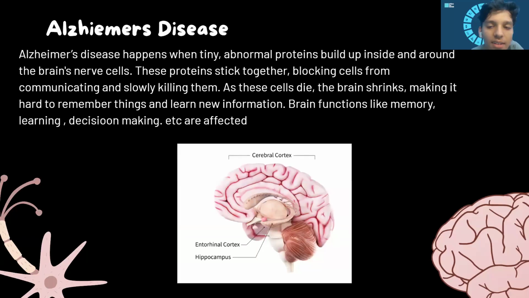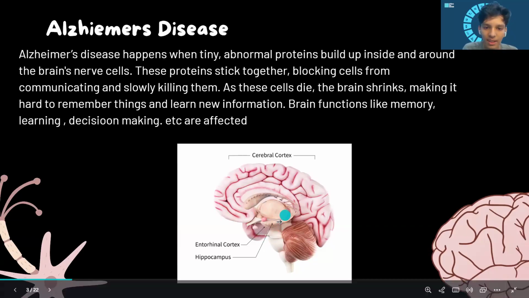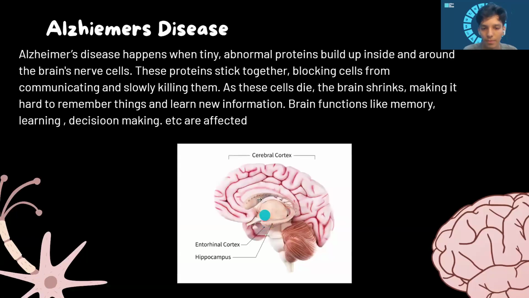As these cells die, the brain will shrink. This is why it's called neurodegeneration. The number of cells decreases, and that's why many brain functions can get affected, because almost all the cells in the brain work together to help with the functions. So brain functions like memory, learning, and decision making are affected. And the hippocampus is where memory is consolidated.